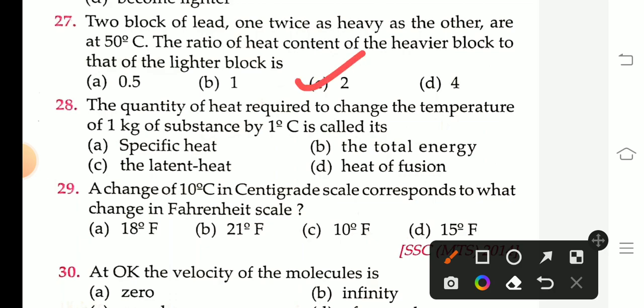The quantity of heat required to change the temperature of 1 kg of substance by 1 degree Celsius is called its. Right answer option A, specific heat.